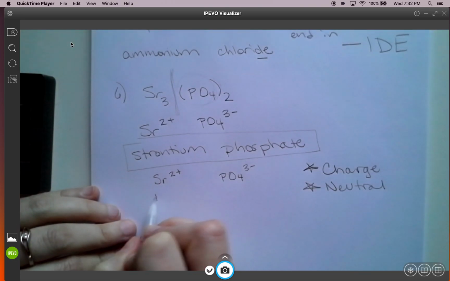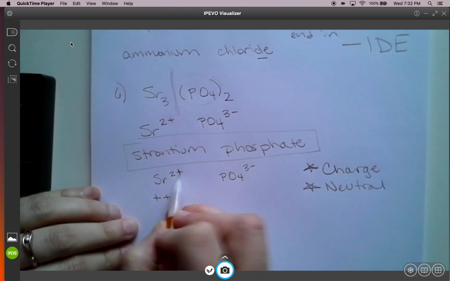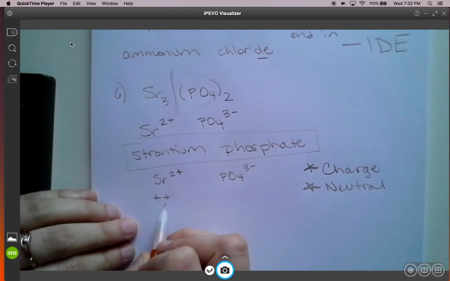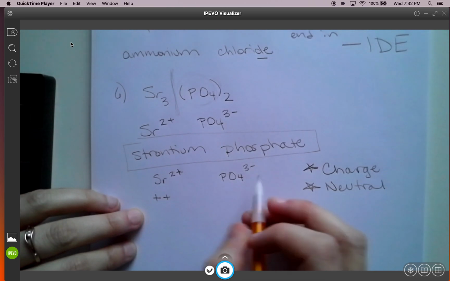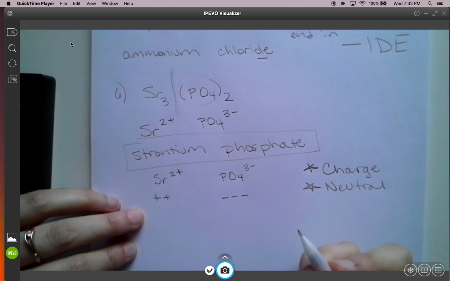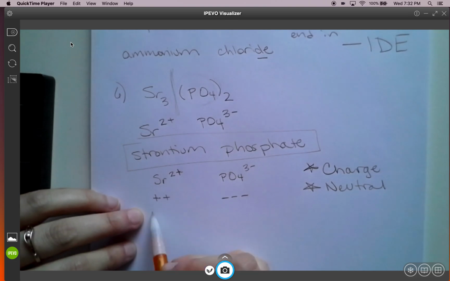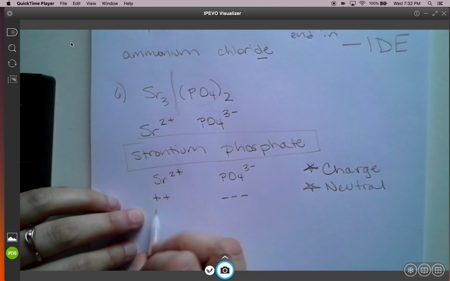So a single strontium brings with it a +2 charge. It's lost 2 electrons. Every single phosphate has a -3 charge. Every single phosphate is going to gain 3 electrons. Okay, if we have one of each, that is not neutral. +2 -3, not 0. We need more plus.